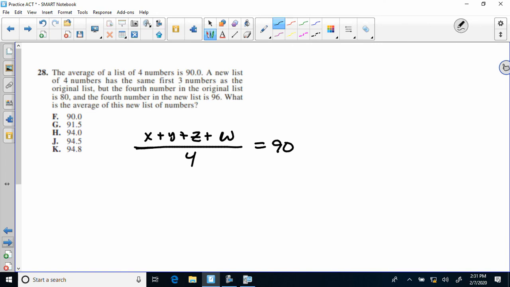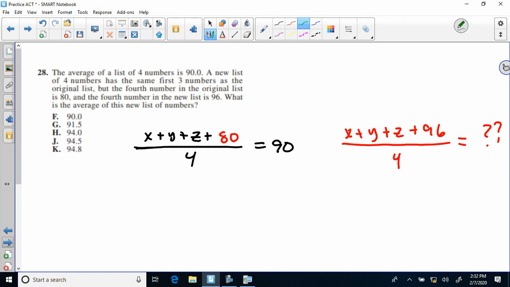A new list of 4 numbers has the same first 3 numbers, so my new list is x plus y plus z. It has the same first 3 numbers, but the 4th number in the original list is 80. So they told us what this number right here was, that w. They said it was 80. The 4th number in our original list was 80, and the 4th number in the new list was 96, because they told me that right there. And then they said, what is the average of the new list? So the question is, what is this guy over here? What's its average? The trick to doing this is saying, wow, this x plus y plus z is the exact same as this x plus y plus z.